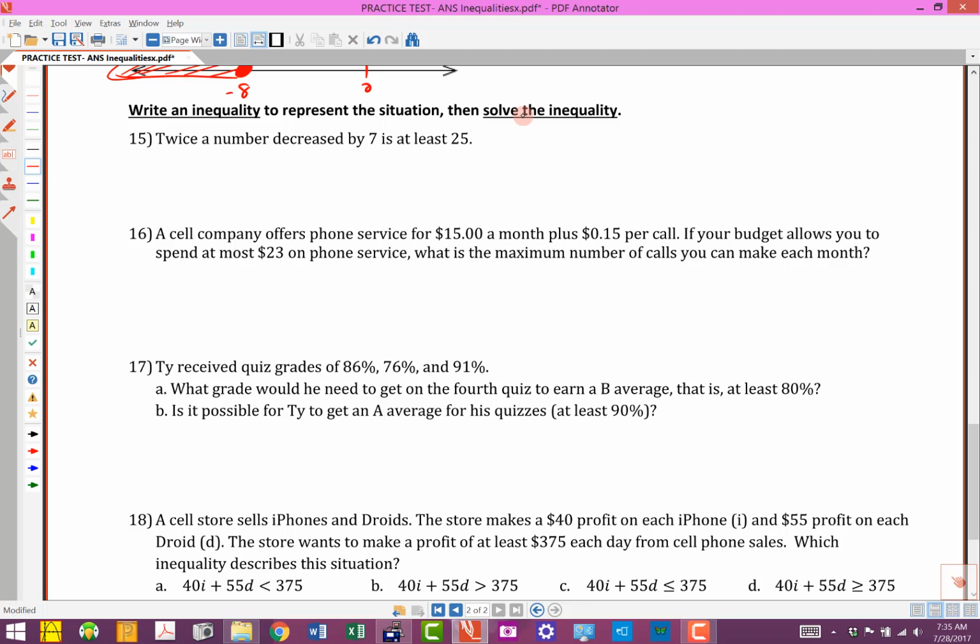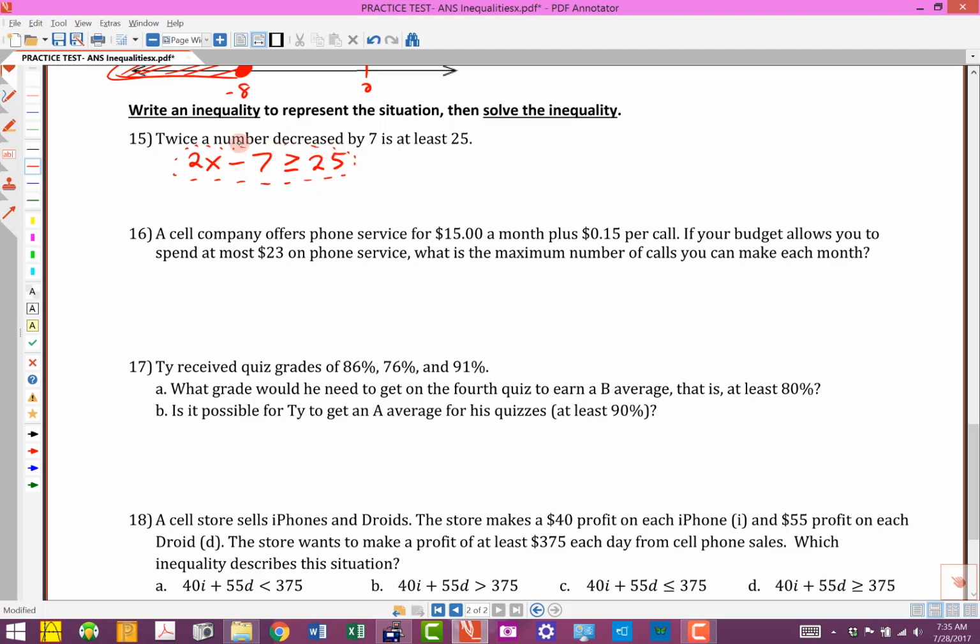It says twice a number decreased by 7 is at least 25. Twice a number, that would be 2x. Decreased by 7, if we decrease it by 7, we're going to subtract 7. And then what we're comparing it to is 25. It says this has to be at least 25. That means the smallest it can be is 25, so greater than, and remember it says at least, so it could actually be 25. So there's the inequality. You're going to get points for doing that.